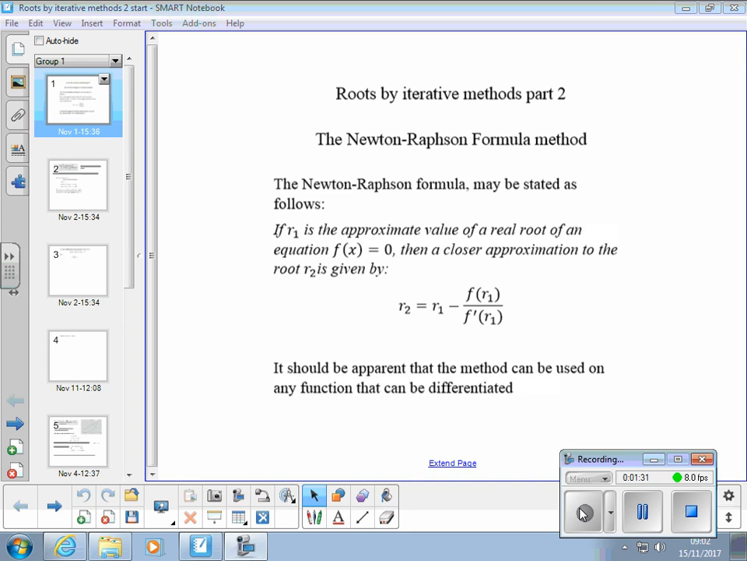Okay? It should be apparent from that this method can be used on any function that can be differentiated. So, you can only use Newton-Raphson's if you have the skills, ability or information to be able to differentiate the function you're starting with in the first place. Yeah?